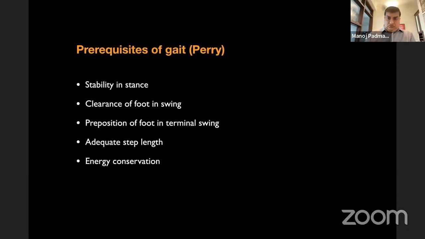Now, as fellows, you need to be familiar with the prerequisites of gait. These are the five prerequisites of gait originally elucidated by Jacqueline Perry. And as you can see, planovalgoid foot deformity impairs the first prerequisite. You do not have a stable foot in stance. The rest of the prerequisites may not be so much compromised in a planovalgoid foot, but the stability in stance is lost the moment you have a foot which is in a fixed planovalgoid deformity.